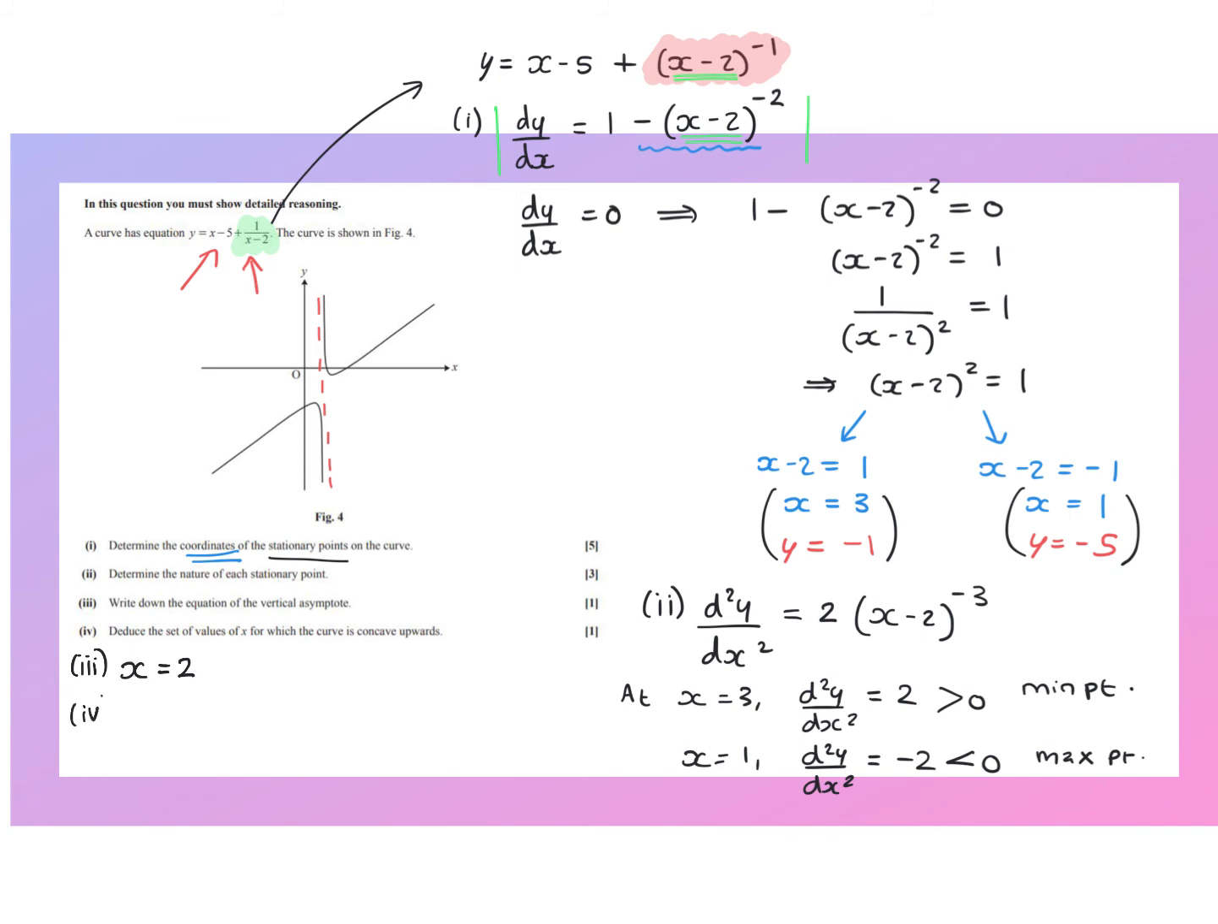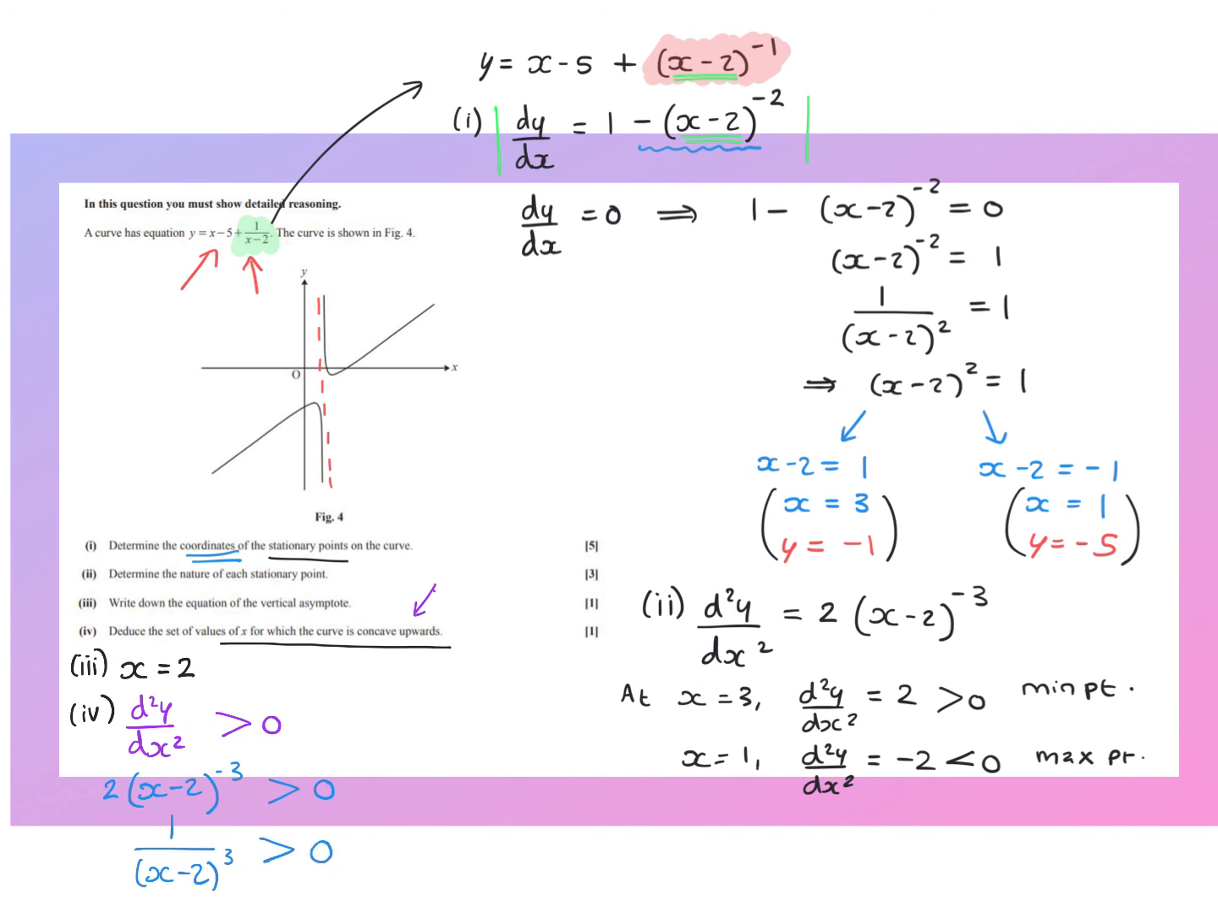Now, for part 5, determine the set of values of x for which the curve is concave upwards. A curve is concave upwards when the second derivative is positive. So we need to explore when is d2y by dx squared greater than 0. So that gives me 2 bracket (x minus 2) to the power of negative 3 greater than 0. Divide both sides by 2, and I'm going to rewrite the left-hand side as well. So we have 1 over (x minus 2) to the power of 3 must be greater than 0.